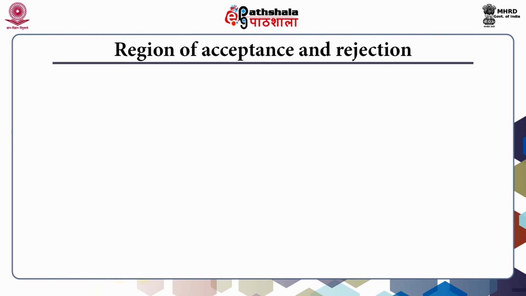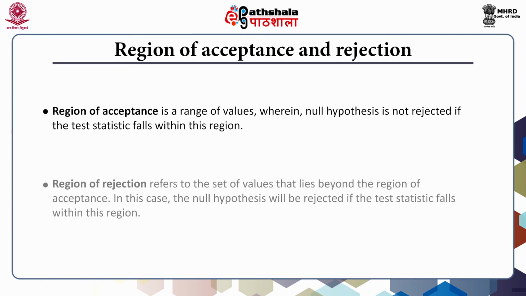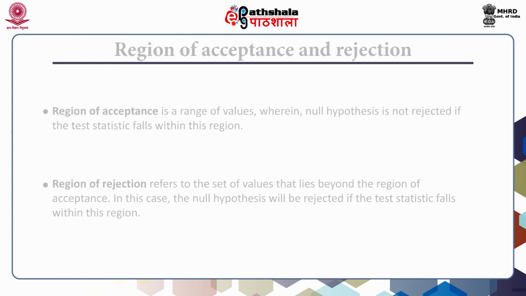In this section, we will learn about the region of acceptance and region of rejection. Region of acceptance is a range of values wherein the null hypothesis is not rejected if the test statistic falls within this region. Region of rejection refers to the set of values that lies beyond the region of acceptance. In this case, the null hypothesis will be rejected if the test statistic falls within this region.